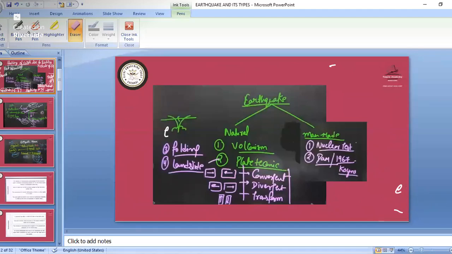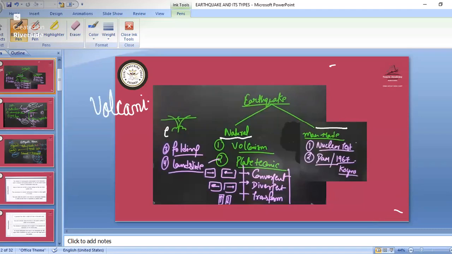Earthquakes can happen because of various reasons. They can be natural or man-made. In the natural part, earthquakes can be because of volcanism. In volcanism, plates are moving, either diverging or converging, and there is a release of energy. A sudden shaking is felt on the Earth's surface, and that we call an earthquake. Then we have plate tectonics.